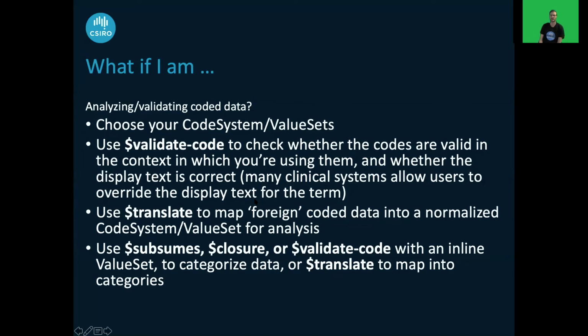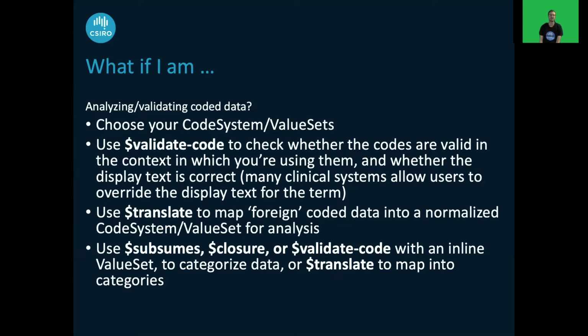The next context of use that we're going to look at is analyzing and validating coded data. This is useful if you receive a dump of some data with a bunch of columns, perhaps of coded data, and you want to see whether the values in those columns are actually acceptable for that context. So you want to detect cases where someone's provided you a medication when you were expecting a procedure, or someone's provided you a condition code where you were expecting a gender or something. And the operation we can use to do that is the validate code operation.